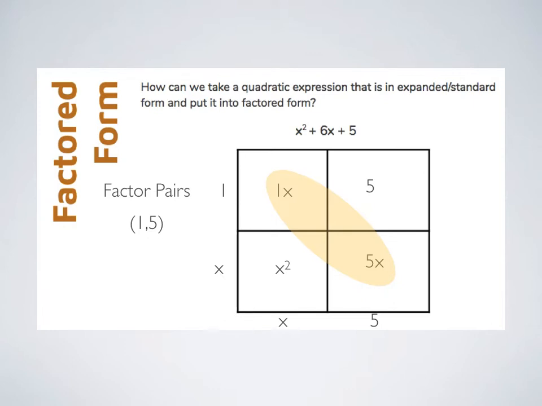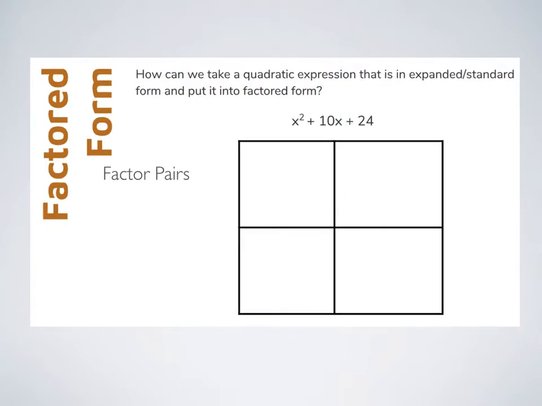Okay, so let's look at another example that has more factor pairs than just 1 and 5. So that would be x squared plus 10x plus 24. I'm going to go ahead and list all my factor pairs of 24 because I know in that top right box I'm going to need 24. And there's only a limited number of ways to get there, right? I've got 1 and 24, 2 and 12, 3 and 8, and 4 and 6.